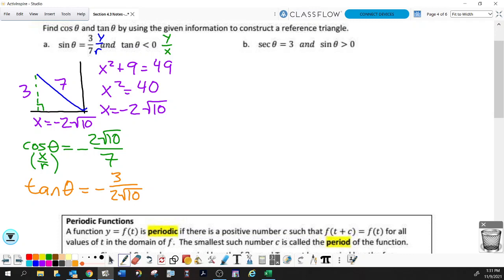Ready to move? Awesome. Well, let's do it again. Secant of theta is positive 3. All right, well, secant is the reciprocal of cosine. And since cosine is x over r, secant of theta must be r over x. And sine of theta, meanwhile, is y over r. There. Cool. So secant of theta is 3.